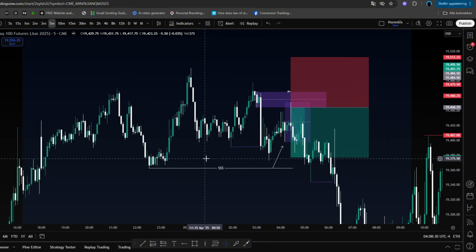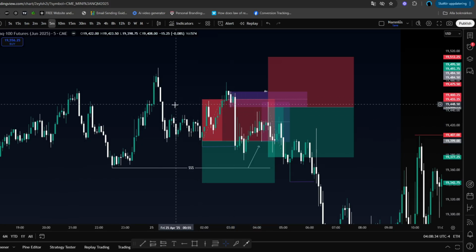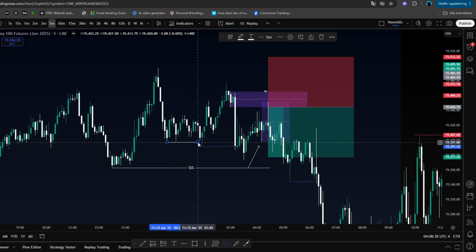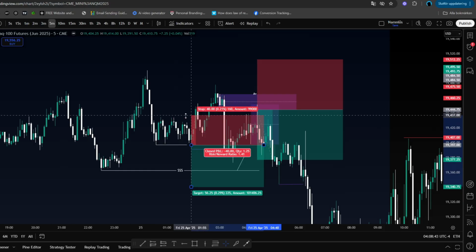So what do we then get? Well, right here, retail goes short, right? You see how we break down below this trend line here? That's a sign of retail going short. So there they go short, stops above there.